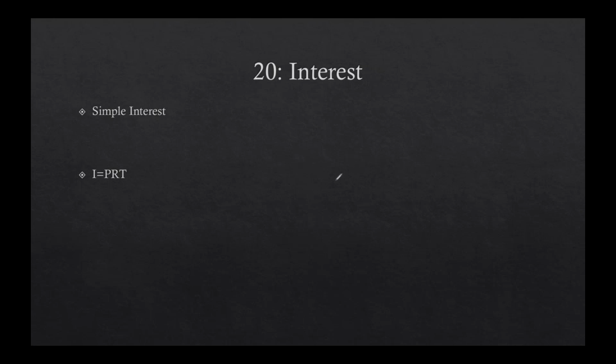So these formulas, by the way, are on your formula sheet. On the backside, page 246 at the bottom, you will see I equals PRT. And so that is how we find the interest for simple interest. Now, the deal with simple interest is that it is only based off of the initial principal.